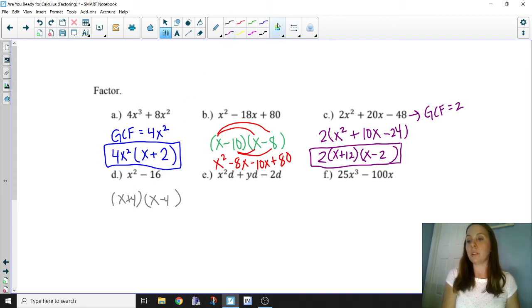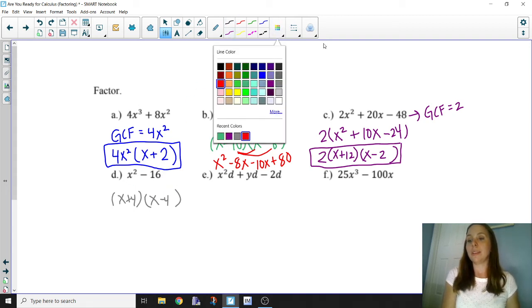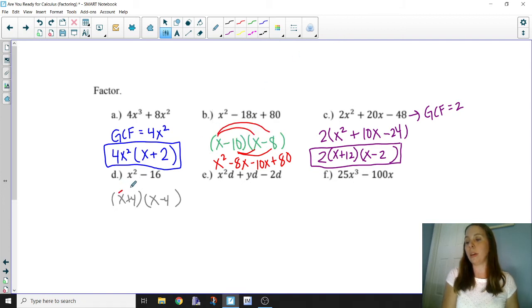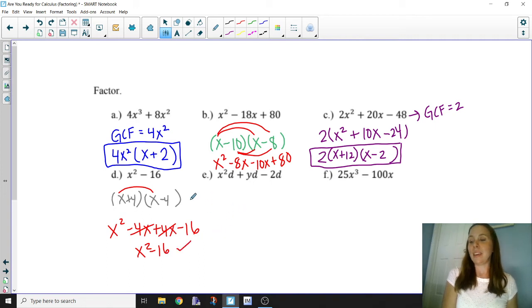Let's go ahead and FOIL this one. Distribute this one, FOIL, whatever. X times x is x squared. X times -4 is -4x. 4 times x is +4x. And 4 times -4 is -16. Those middle terms have a sum of 0, don't they? -4 plus 4 goes to 0. So what I'm left with is x squared minus 16, which is what I started with, and that's how I know that I'm good. Again, the answer, the factors, is what is in gray here.